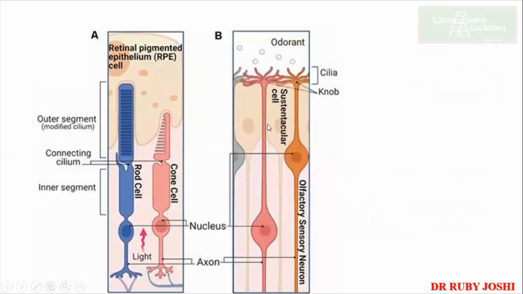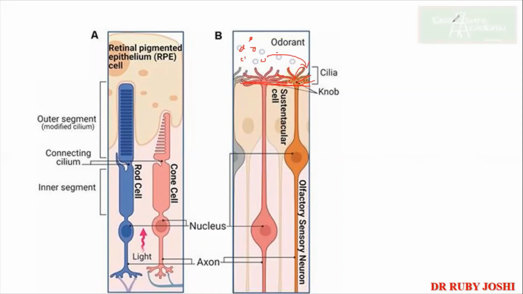Look over here. Now, this is how your cilia will look. For example, in this figure, let's see figure B first. What do we see? We have the olfactory sensory neuron. Look over here. Then at the surface, you have the cilia. Wherever your olfactory neurons are present, at the surface level you have the cilia. So when the odors come, they go and bind to the receptors on the cilia.